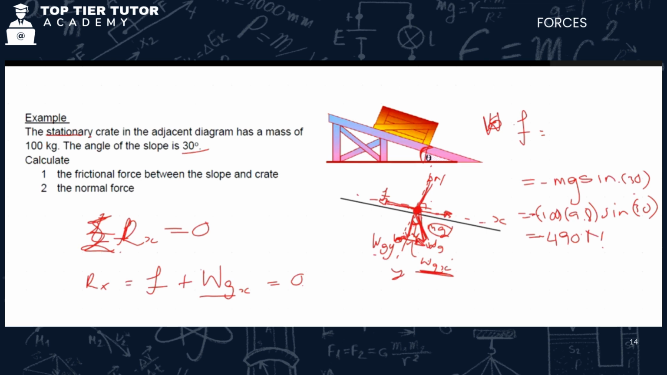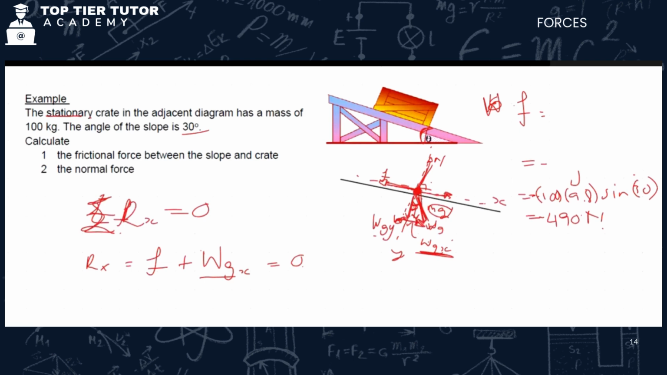Then we have to calculate the normal force. We'll see that the normal force is in the same direction as our vertical component of the weight. And the vertical component of the weight is adjacent with regards to our angle, so then we can use cos. We will then say that the sum of all of the resulting forces in the y direction must give us 0, because the crate is not moving, it's stationary.